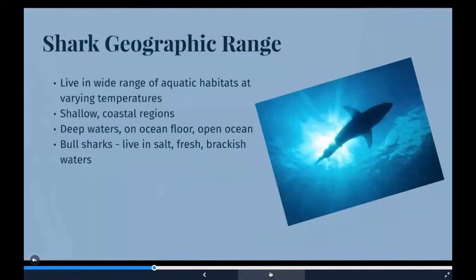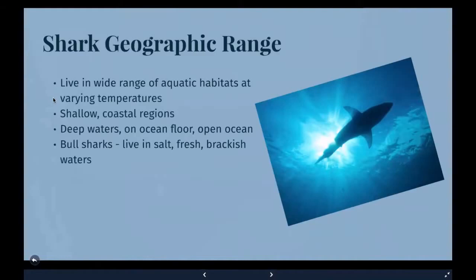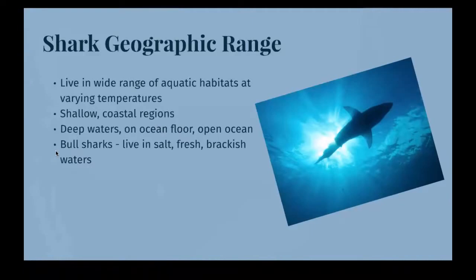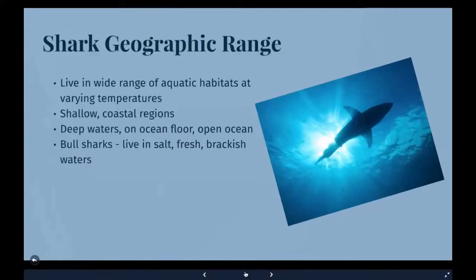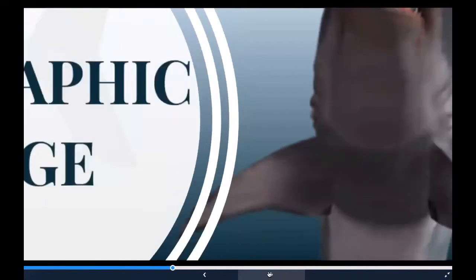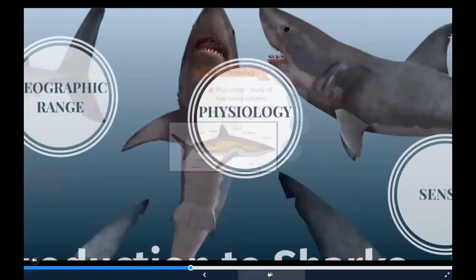So our geographic range chat about sharks continues. They live in a wide range of aquatic habitats at varying temperatures. They live in shallow coastal regions, deep waters on the ocean floor, and out in the open ocean. Now, bull sharks are an exception. They can live in saltwater, freshwater, and also a combination of salt or fresh called brackish waters. There's always an exception to the rule in nature, it seems.